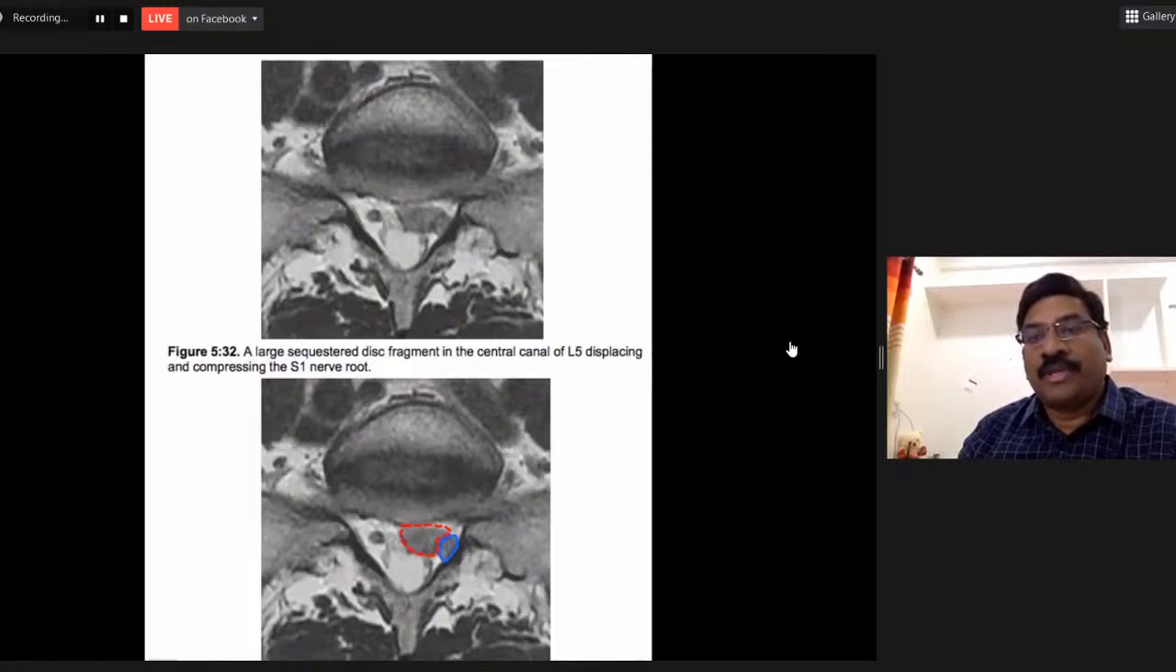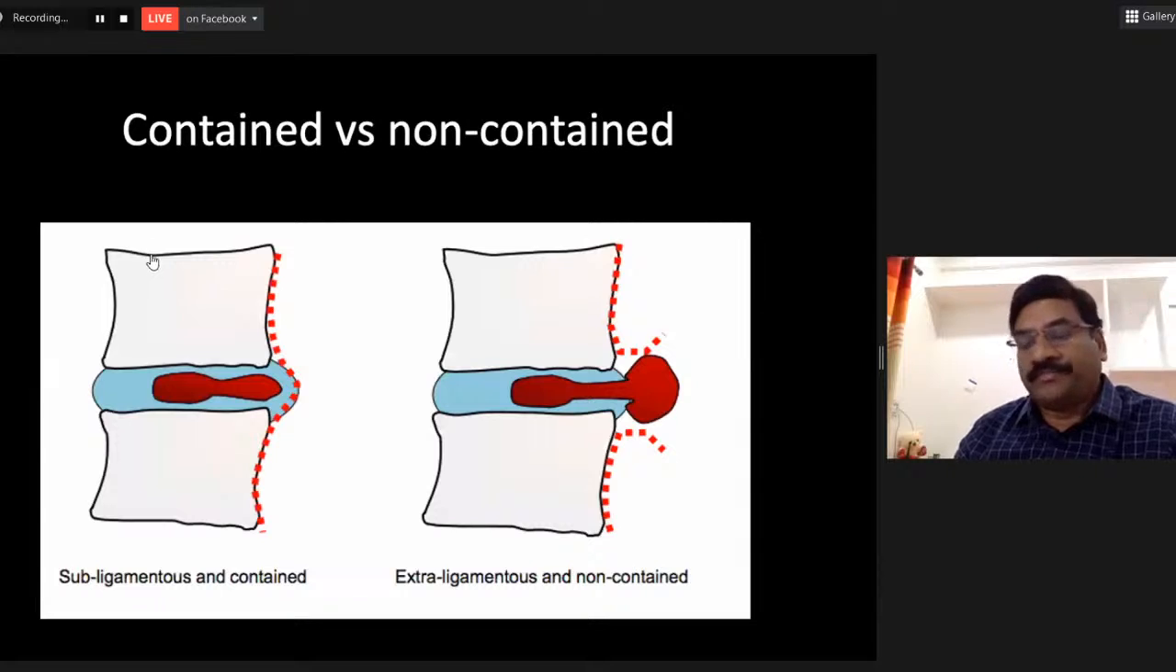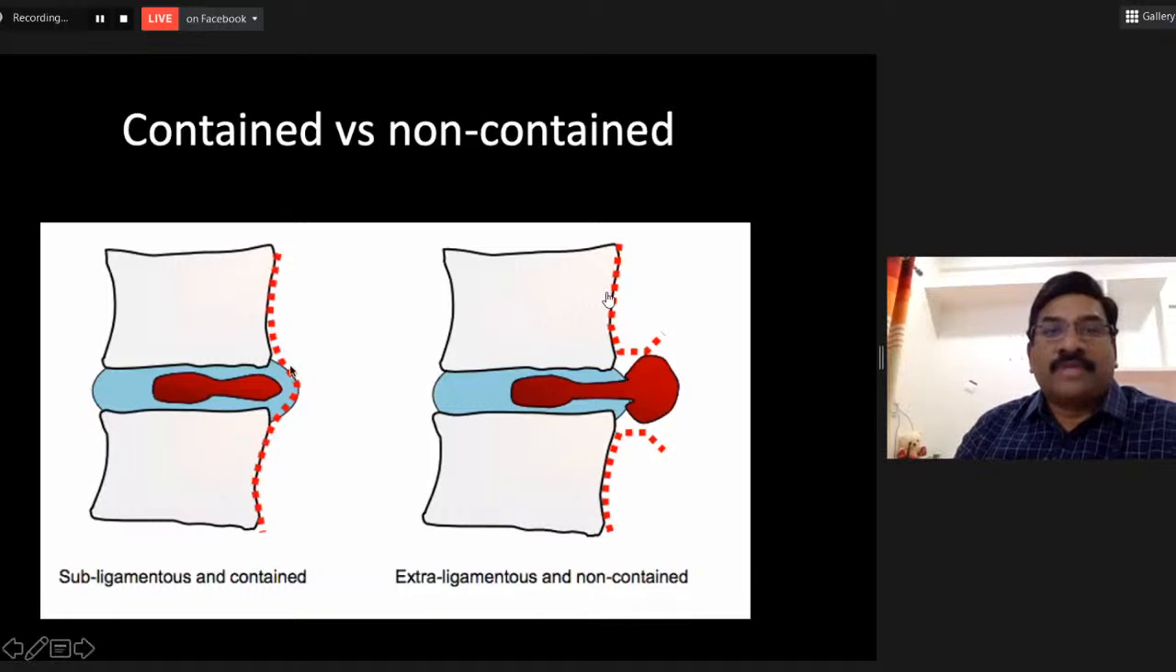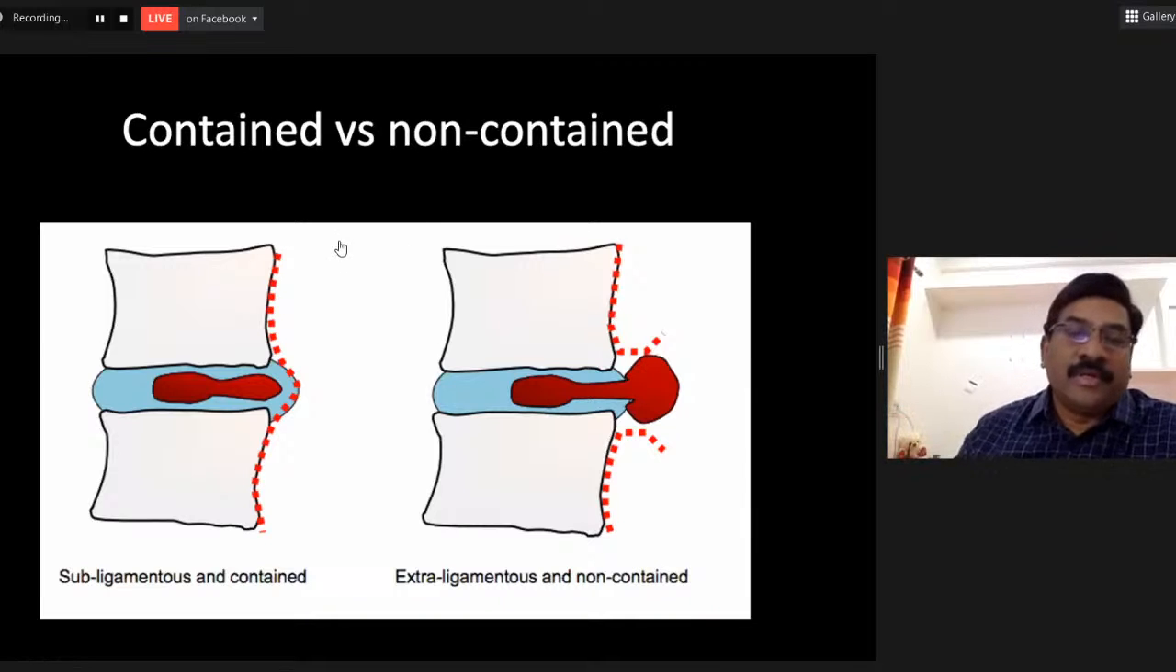It can migrate superiorly or inferiorly, which is picked up on the sagittal MRI. Other classification and terminology used are contained disc and non-contained disc. These are all the normal terminologies which you see on an MRI report. Then you may be asked to relate them to the patient's symptoms and clinical features.